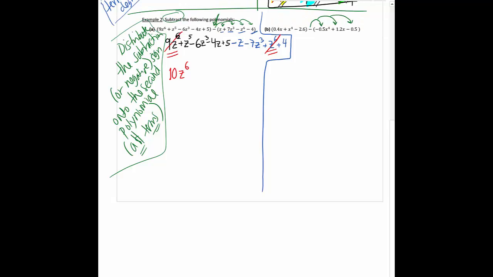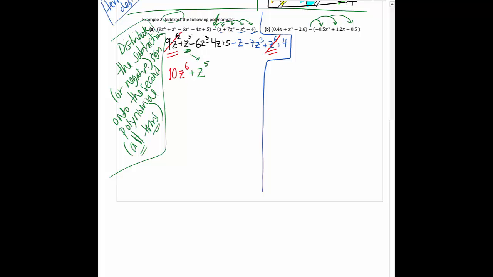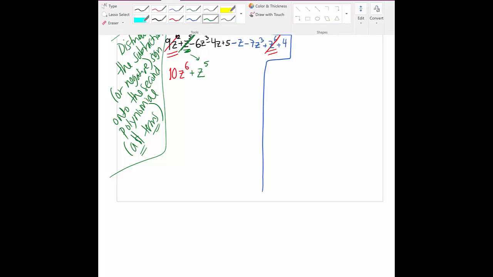So okay, after the 6th power, what's the next highest power? I see a z to the 5th here, but it doesn't have any like terms, so I could just bring it down exactly as is. Oops! Why'd I write a 6th power? I'm losing it over here. So 5th power, there it is. It doesn't change. Now I'm going to cross it out because I've already taken care of it, and I don't want to worry about it anymore.